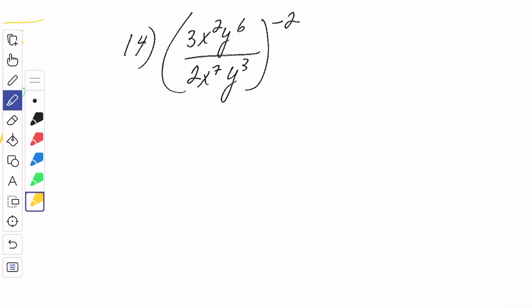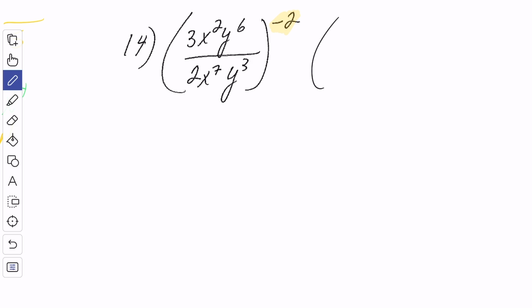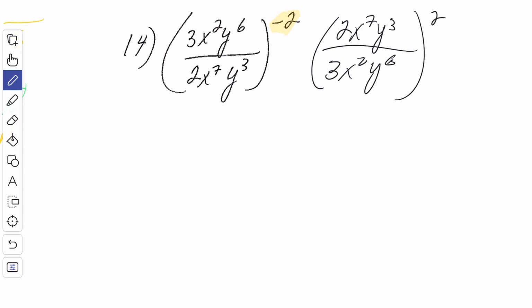All right, so this next one, we can do this one a bunch of different ways. I like to get rid of the negative power first. So to get rid of that power of negative 2, we need to flip it and take the reciprocal. So 2x to the 7th, y cubed over top of 3x squared, y to the 6th. And now that's all being raised to a positive 2 power.